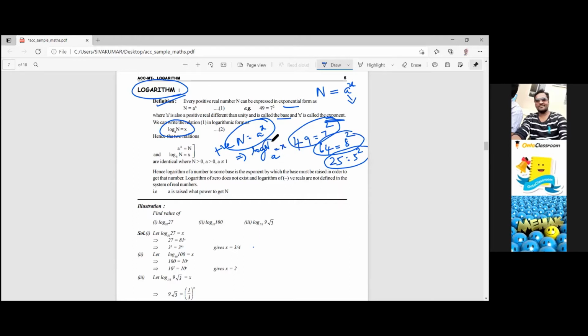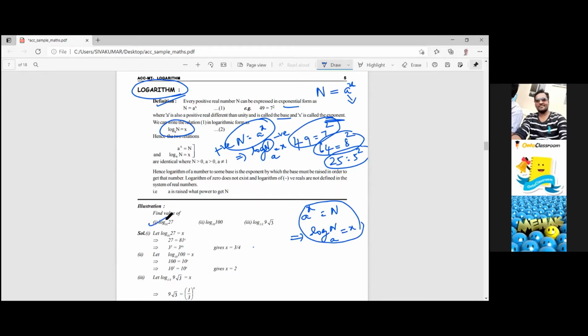So in this, n will not be negative. It will be only a positive number, that too greater than 0 alone. It should not be 0 also. So we have the one formula now: a power x equals n means we can write it as log n base a is equal to x. So we can express this form.